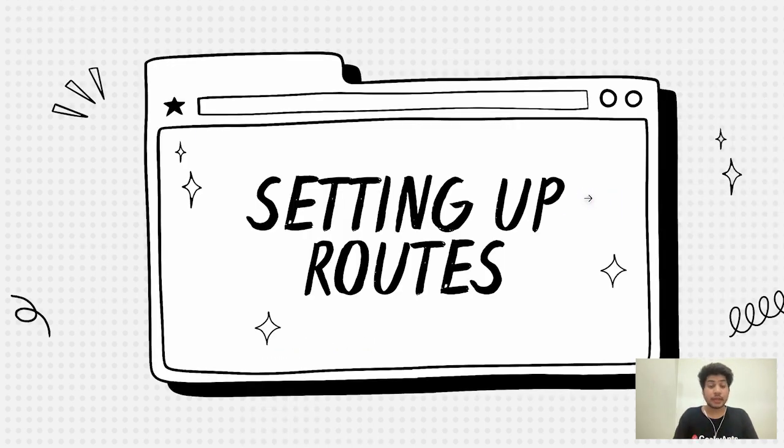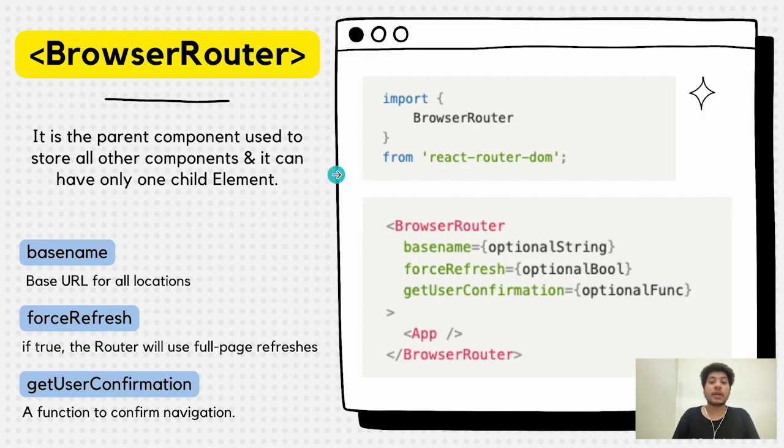So, setting up the routes. Basically, it has a lot of components inside. We will be discussing the basic components of the React Router library. The first one is the BrowserRouter.